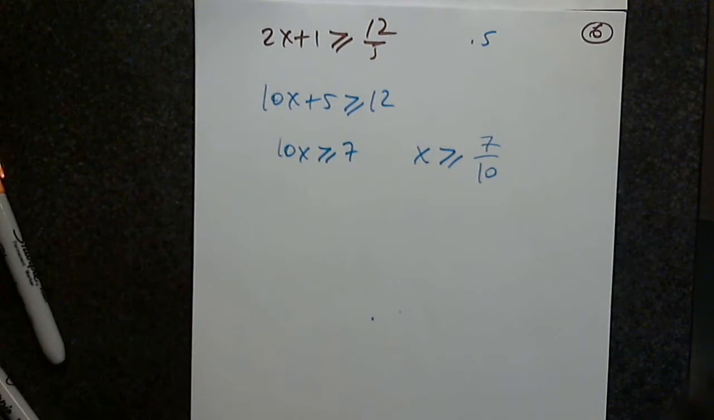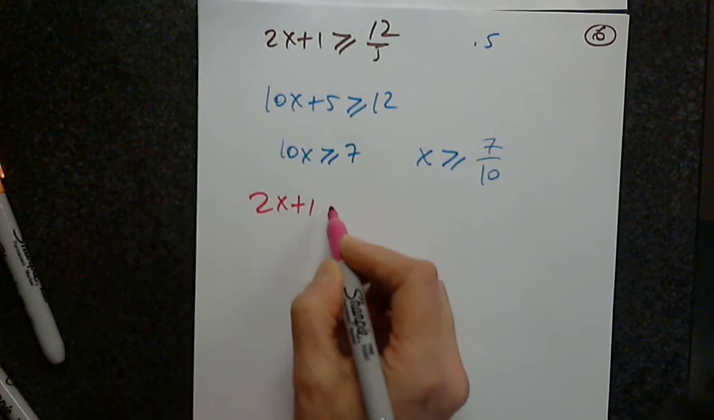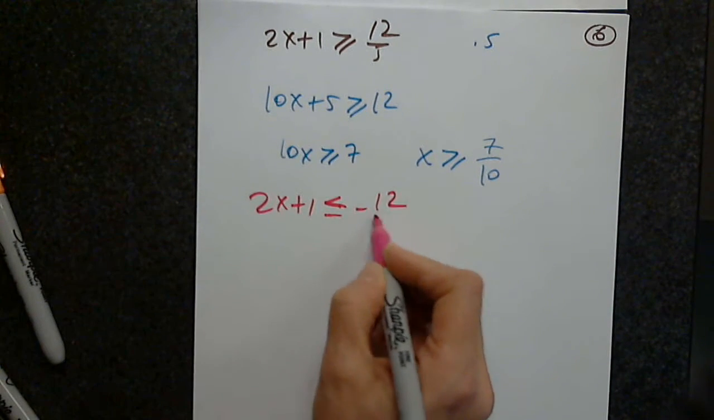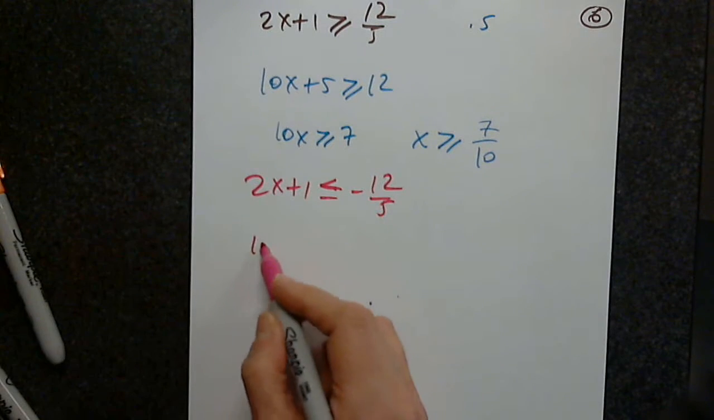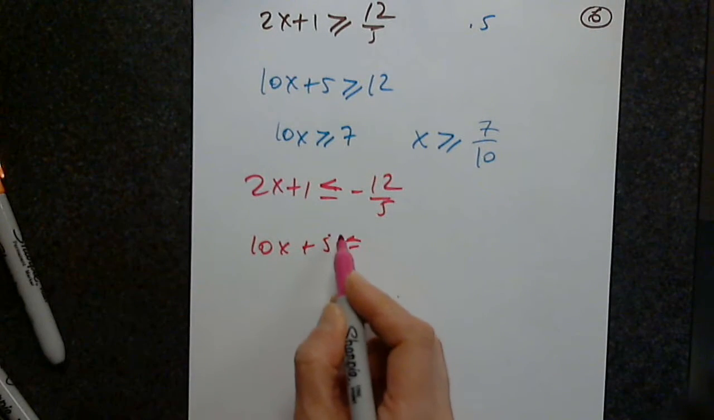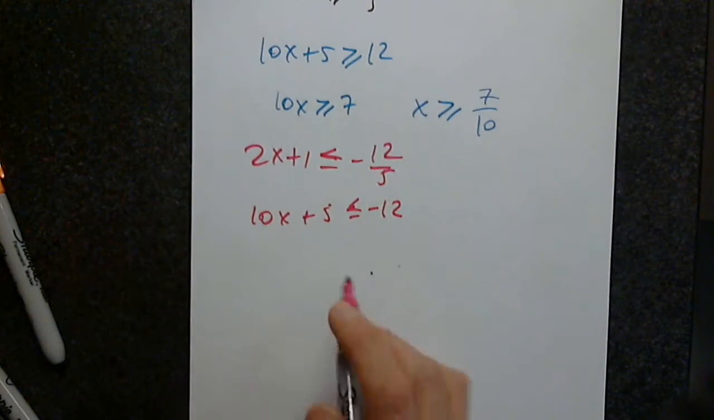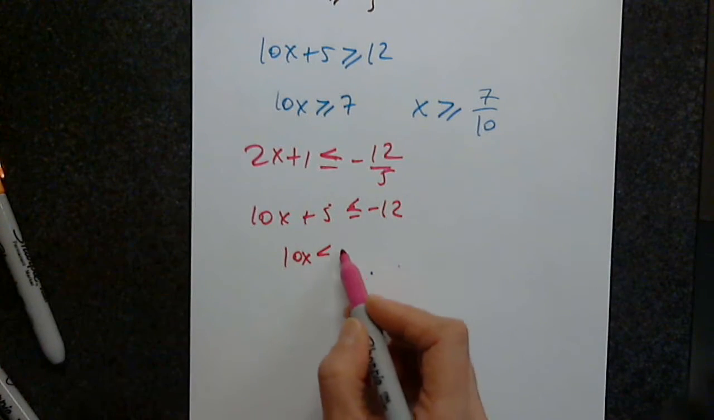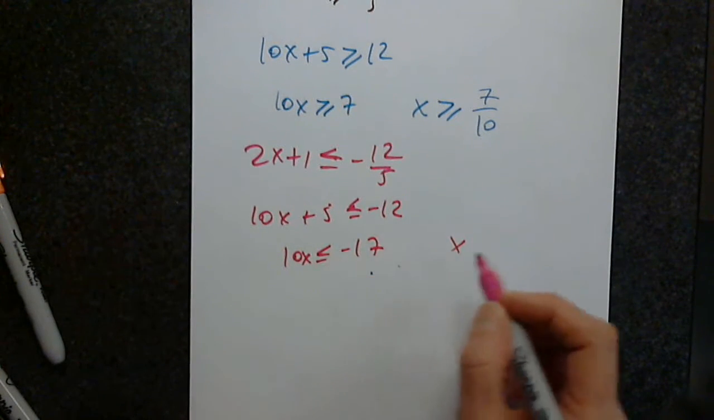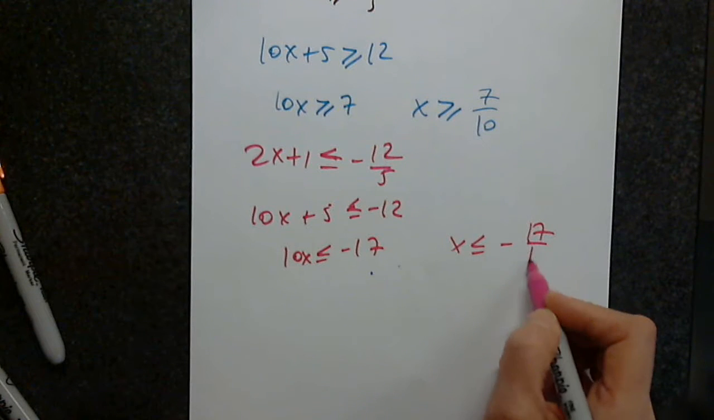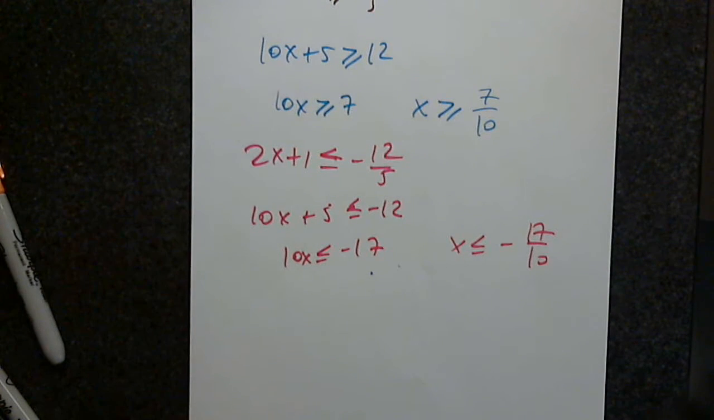So in the same way, we have 2x plus 1 less than or equal to negative 12/5. I'll do the same thing. 10x plus 5 less than or equal to negative 12. So now 10x less than or equal to negative 17, and x less than or equal to negative 17/10. Everything was the same, but it's just that we had a less than and a negative number on the other side. We multiplied both sides by 5 and subtracted 5.